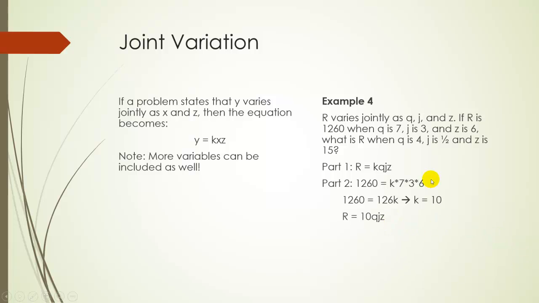Now we can use this to answer the last part of the question, which is what is r when q is 4, j is 1/2, and z is 15? So we want to solve for r and just plug in those numbers for the other variables. So we get r is equal to 10 times 4 times 1/2 times 15. So just multiplying those numbers, you'll get that r is 300. Since this wasn't a very applied word problem, like there wasn't actually units of measurement or really any context to it, it's okay to write our answer just like this.